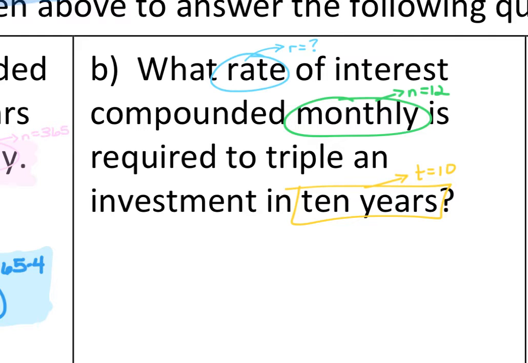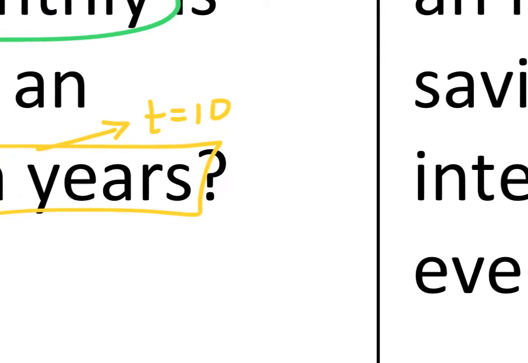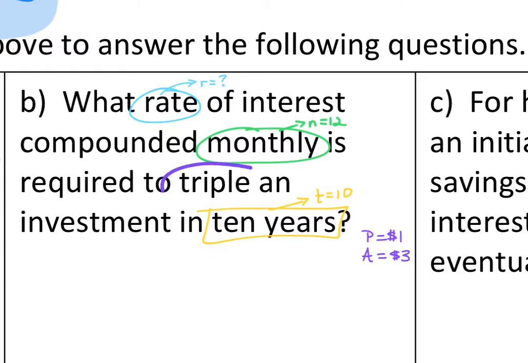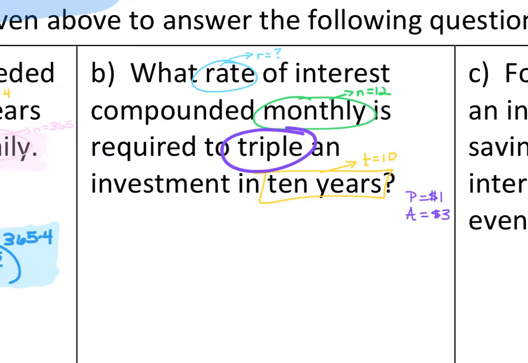So I'm just going to randomly say that my P here is $1 and that my amount at the end is $3 because that's tripled. If you really want to be sure, run this problem with different numbers, but don't make them big because you'll be annoyed with yourself for picking big numbers. Make them big if you want to, but I think you're not going to want to.